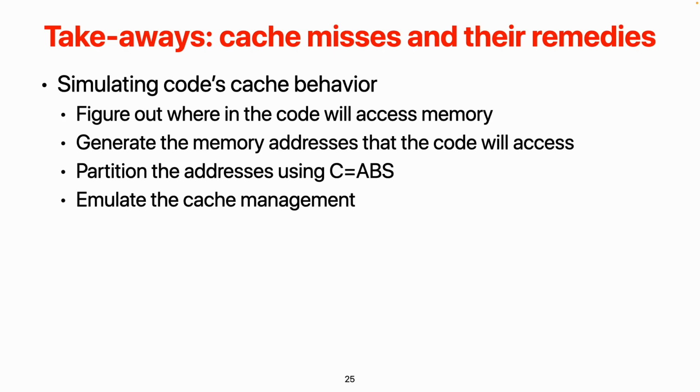So the takeaway here is that we want to simulate the cache behavior before we write code, or say before we really deploy the code, because we want to know if this is the better way before we actually spend money on it. And to simulate the code's behavior, figure out where in your code will access the memory. Typically, when you are grabbing a data structure from memory, or reading a file and putting that into a large data structure, that's where you are going to access the memory. Then generate the memory addresses that the code will access, and partition the address using the concept of C equals A times B times S, so that you will know if a lot of them are going to map to the same set or not. And if many of them map to the same set, do we have a sufficient amount of associativity?